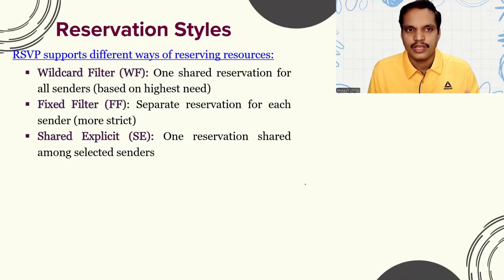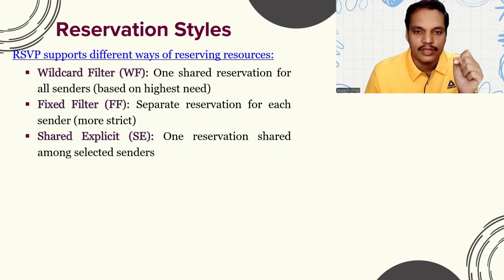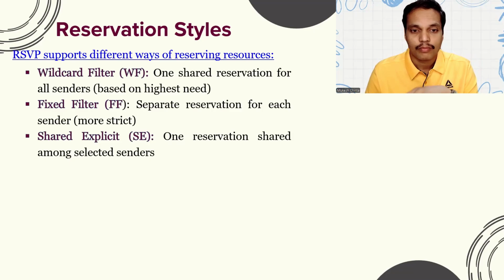Okay, then comes the reservation styles. The reservation styles are used to control how network resources are allocated when multiple senders and receivers are present within a flow. The first one is called a wildcard filter, abbreviated as WF. Here, there is one shared reservation for all senders, and it is used only when one sender transmits at a time, and it is also based on the highest need. That is the first style.